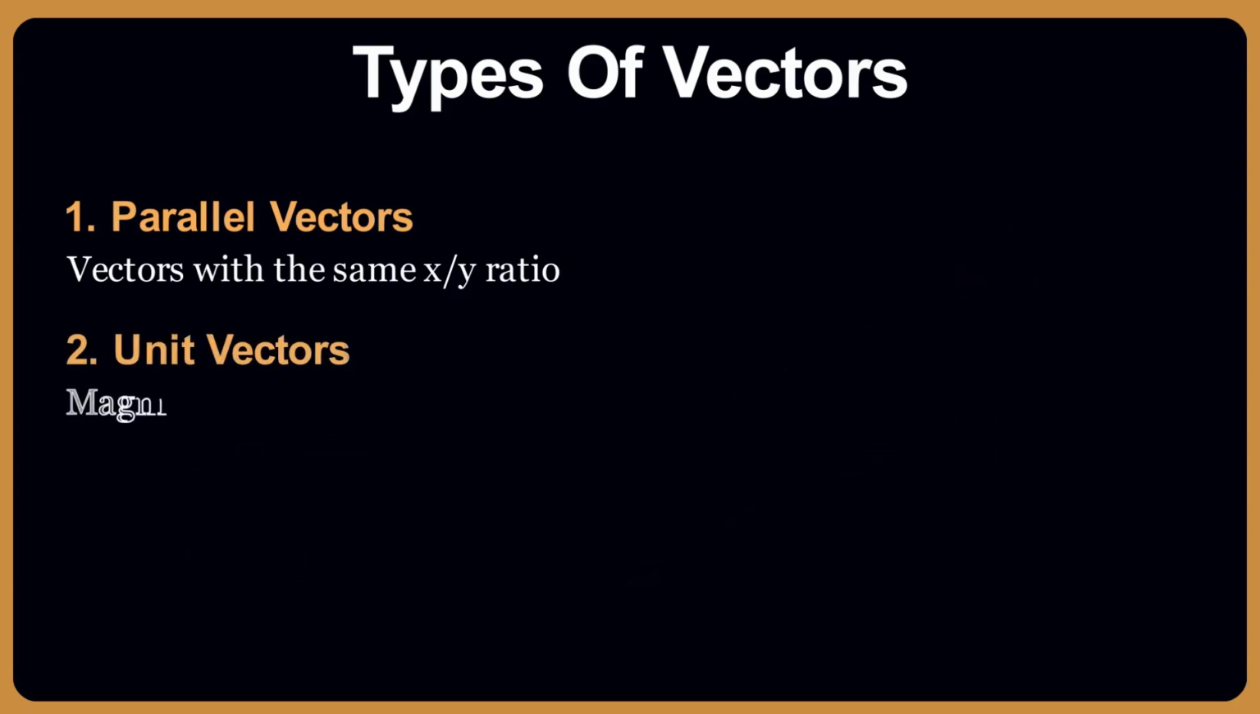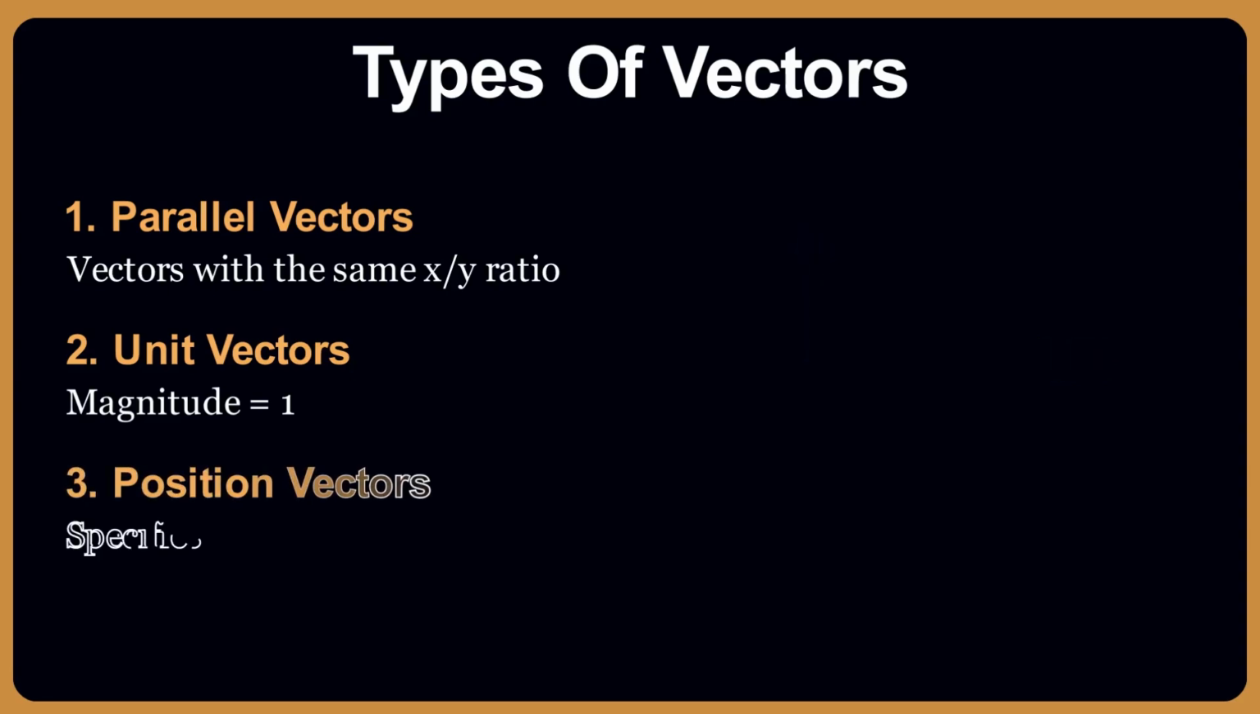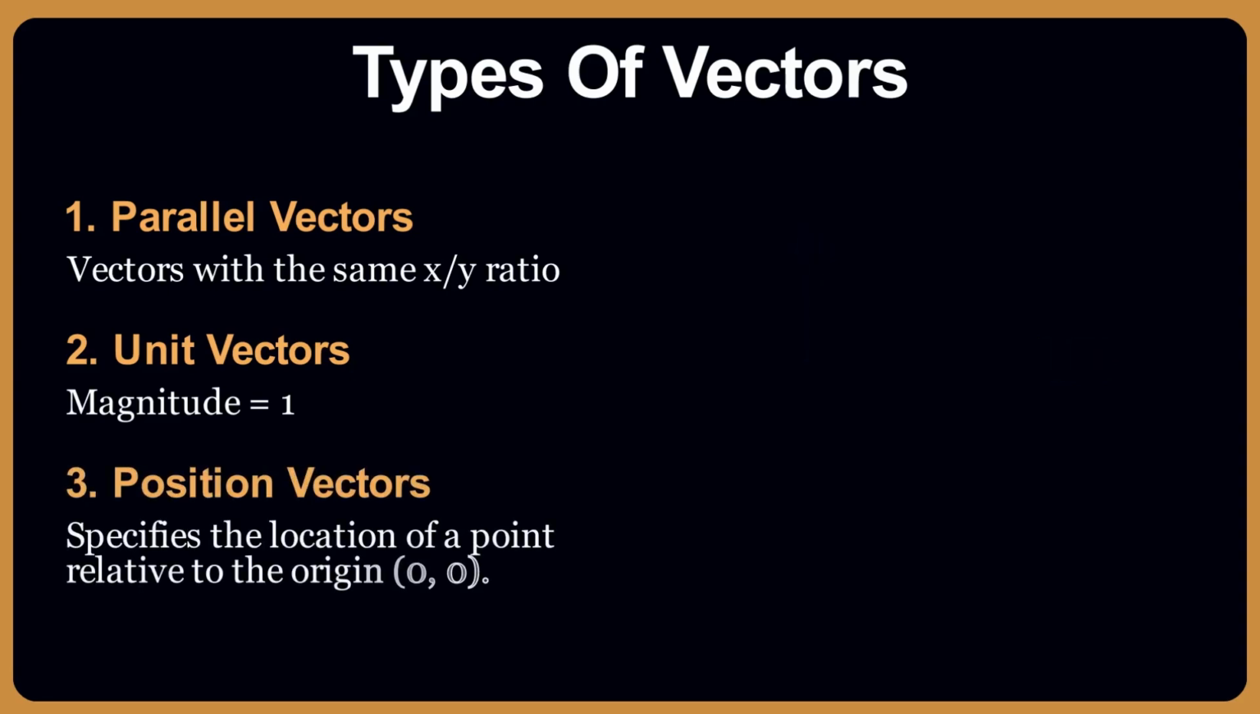Unit vectors, on the other hand, are vectors with magnitude equal to 1. These are solely used to represent direction. Position vectors are vectors that specify the location of a point relative to the origin, that is (0, 0). For example, point A with coordinates (3, 2) is defined by the vector OA, where O is the origin.